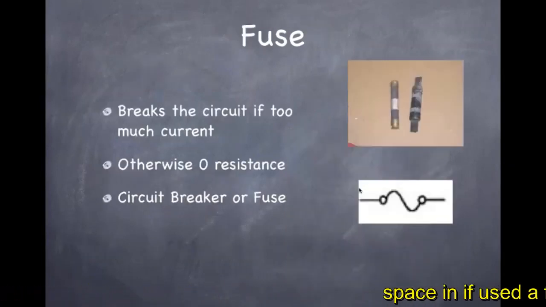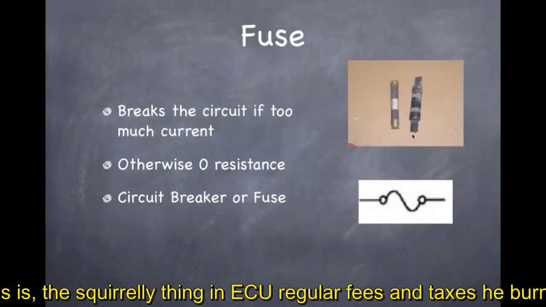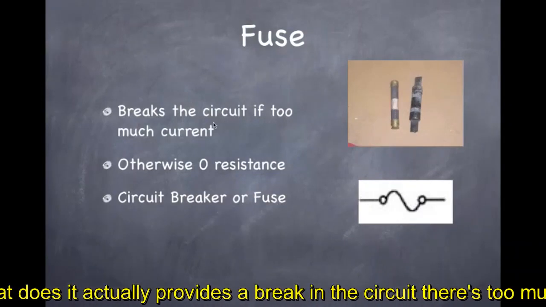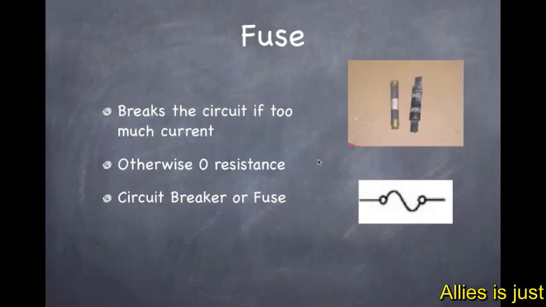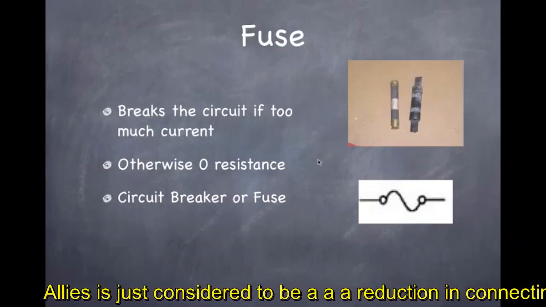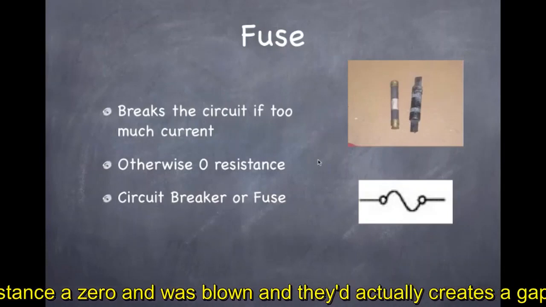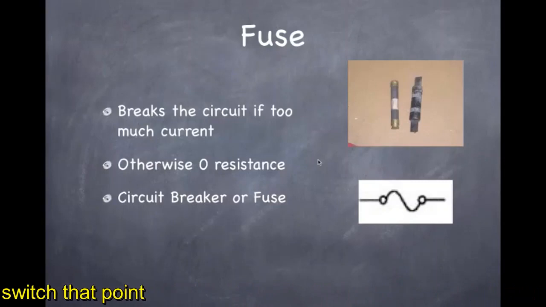Next, we have a fuse. A fuse looks like this curly thing, and then you see a regular fuse, and you actually see a burned out fuse. What it does is it provides a break in the circuit if there's too much current. Otherwise, it's just considered to be a connecting wire. So it basically has a resistance of 0 unless it's blown, and then it creates a gap in the circuit, almost like an open switch at that point.